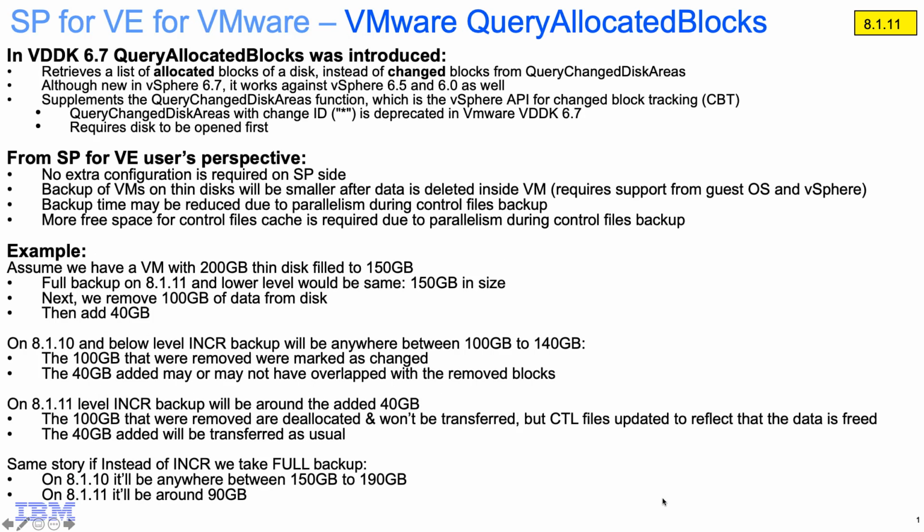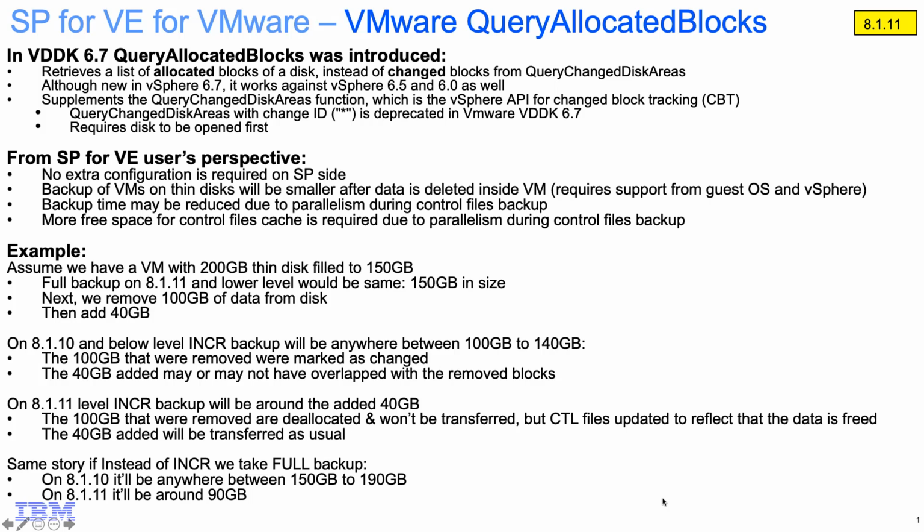Continuing with Spectrum Protect for VE, data protection for VMware, we have introduced in 8.1.11 support for this new VDDK 6.7 query allocated blocks function. What this does is it retrieves a list of allocated blocks of disks instead of the change blocks from this query change disk areas call. So basically, although this was new in the VDDK version 6.7, it's also going to work against vSphere version 6.5 and 6.0.